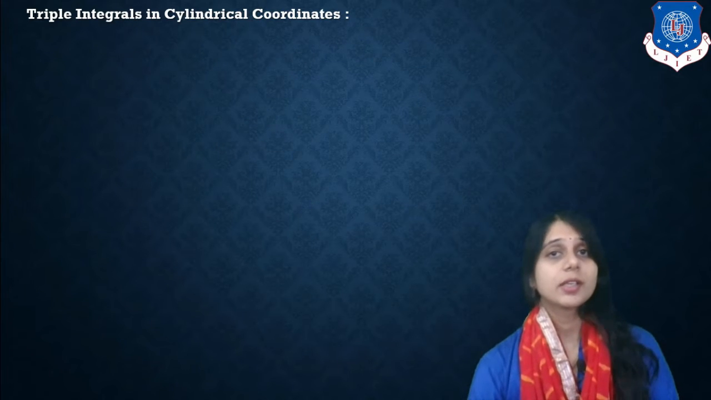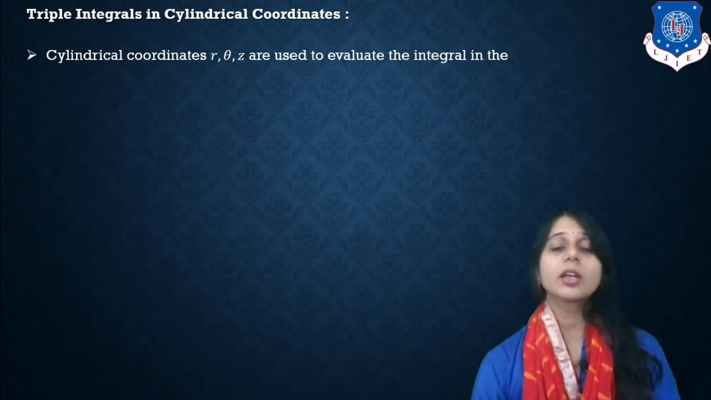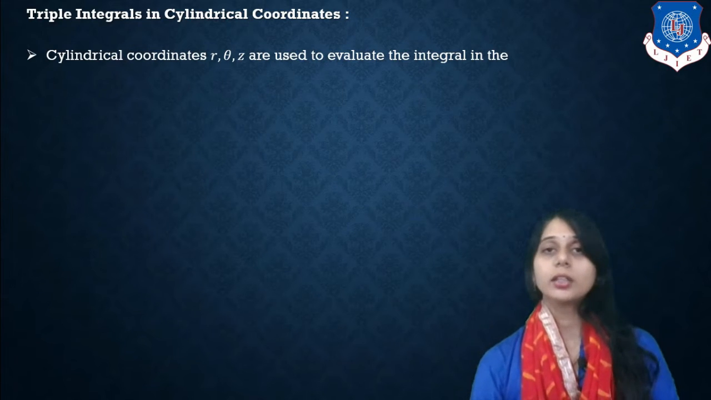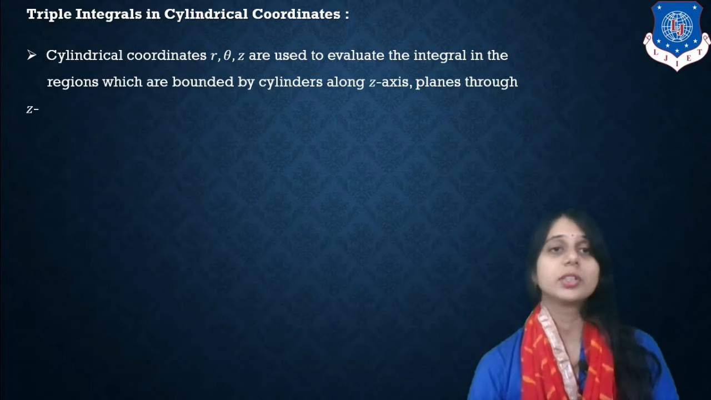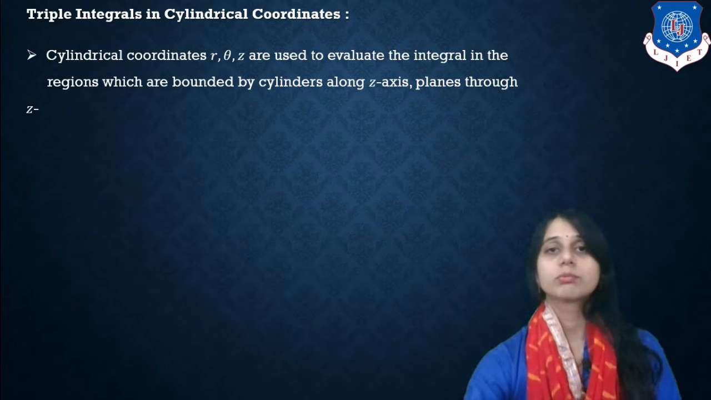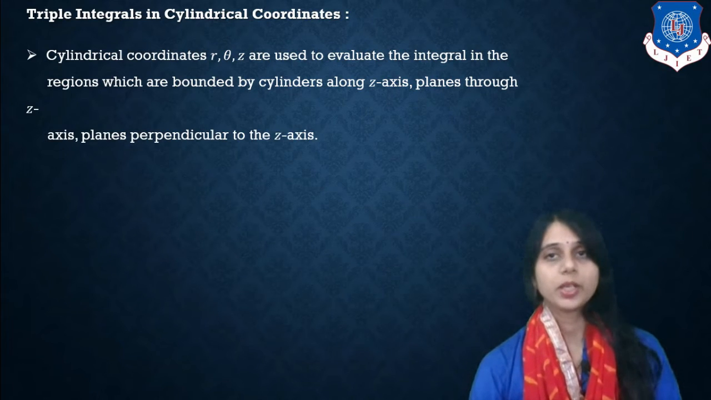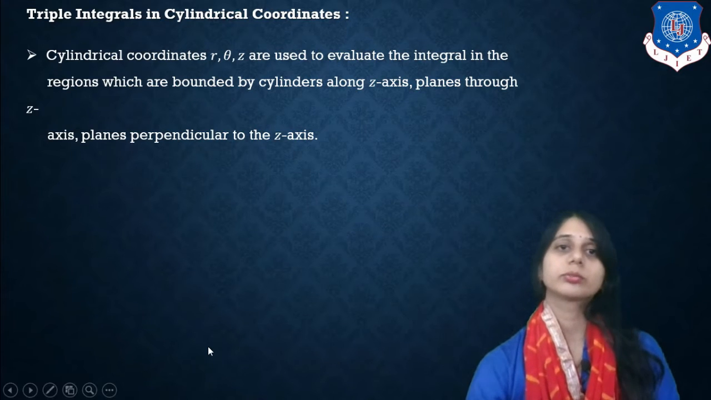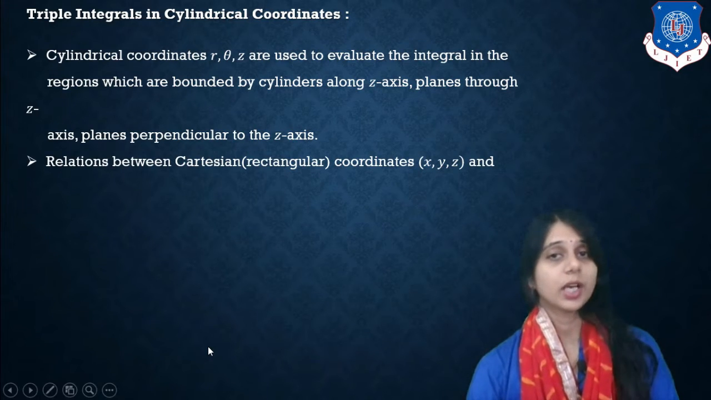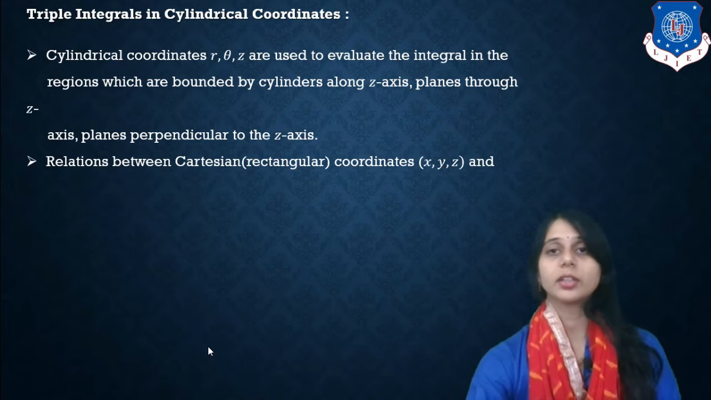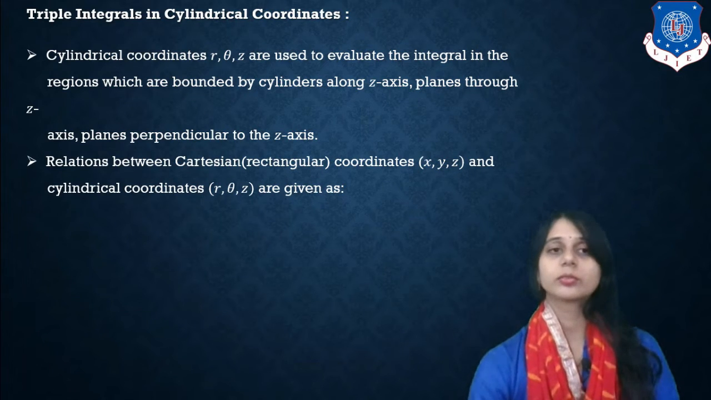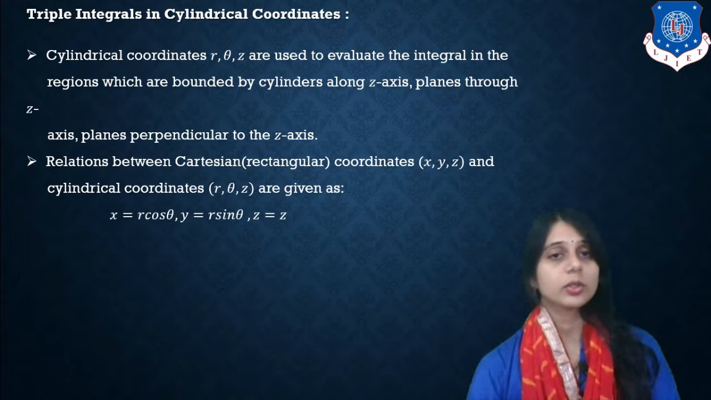Now, triple integration in cylindrical coordinates. Cylindrical coordinates, that means r, theta and z are used to evaluate the integral in the region which is bounded along the z axis, by planes through the z axis, and planes perpendicular to the z axis. The relation between Cartesian coordinates xyz and cylindrical coordinates r, theta, z is given as x equal to r cos theta, y equal to r sin theta and z equal to z.